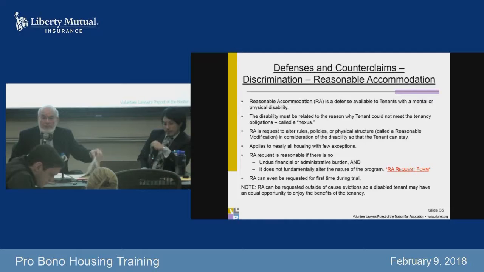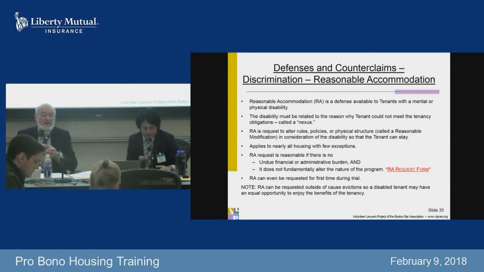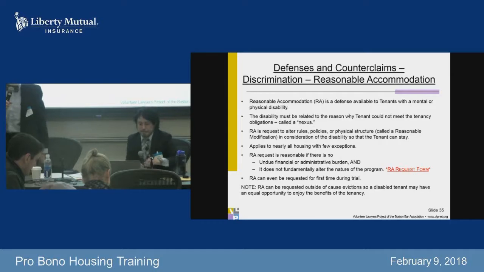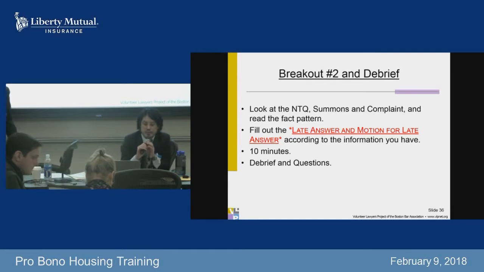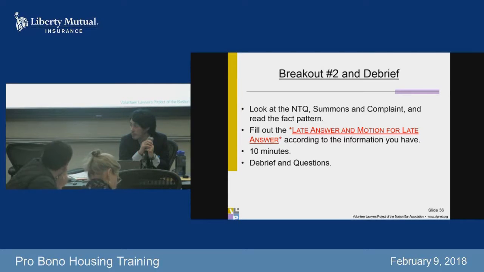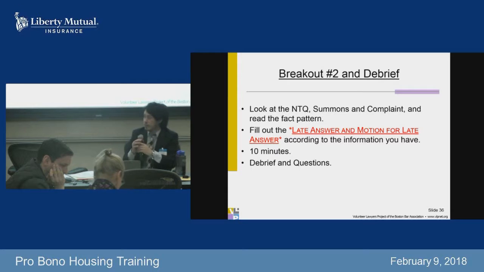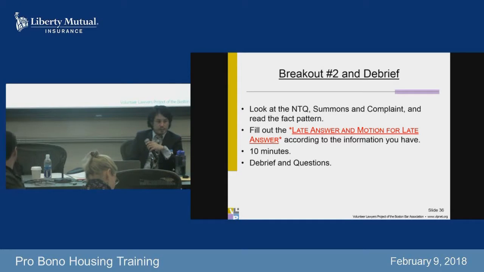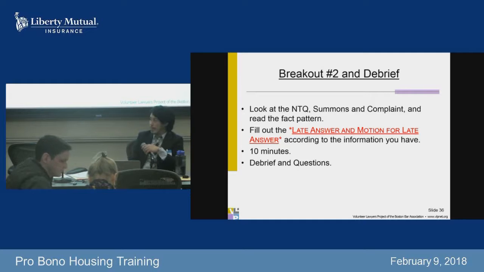So we want to move now to the next breakout. And we're going to start where we picked off in the last one, so the same notice to quit, same summons and complaint, but now you're being asked to assist the tenant, and so we've given you a package marked Breakout 2. It has a brief fact pattern, and then it has a form, motion for late answer and late answer that we want you to fill out. So start with the stuff from last time, read the fact pattern, and then I'm going to give you till 10 of to finish filling out the proposed answer.